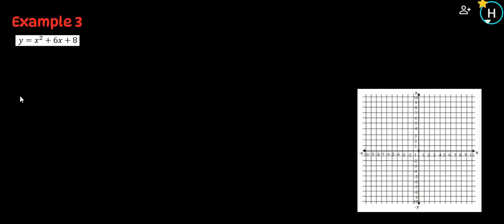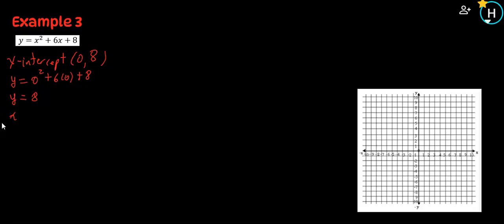Let's do the last exercise. We have y equal x to the second power plus 6 times x plus 8. The first step is to find the y-intercept. To find the y-intercept, we know that the value of x is 0. If we substitute 0 to the second power plus 6 times 0 plus 8 and solve the equation, we know that the value of y is 8. So the y-intercept is 0, 8.